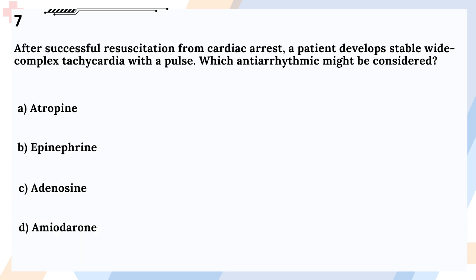Question 7. After successful resuscitation from cardiac arrest, a patient develops stable wide complex tachycardia with a pulse. Which antiarrhythmic might be considered? A. Atropine. B. Epinephrine. C. Adenosine. D. Amiodarone.